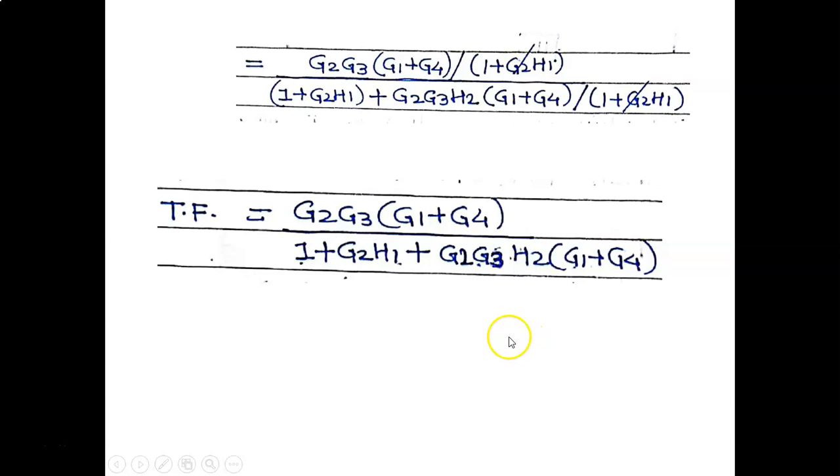Therefore by doing cross multiplication, this 1 plus G2 H1 and 1 plus G2 H1 will get cancelled. Therefore transfer function is equal to G2 G3 into bracket G1 plus G4 divided by 1 plus G2 H1 plus G2 G3 into H2 divided by G1 plus G4. This is the final answer.